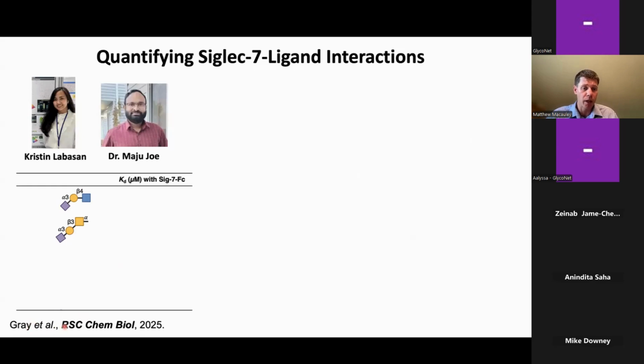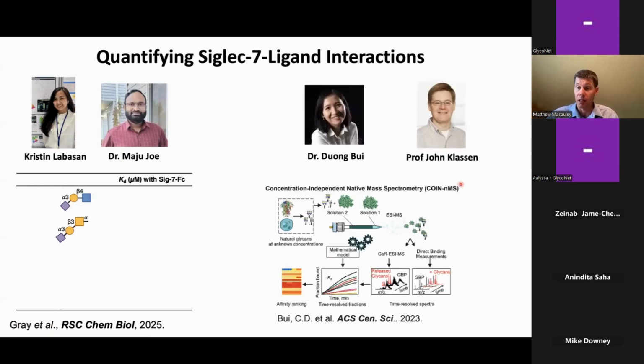So in this work that was led by Taylor Gray, but also by Christine Labison, PhD student in the lab, with the assistance from research associate Dr. Maju Zhou, we first started synthesizing some non-sulfated glycans, and then working with the class and lab here, in particular postdoc in the class and lab Duong Bui.